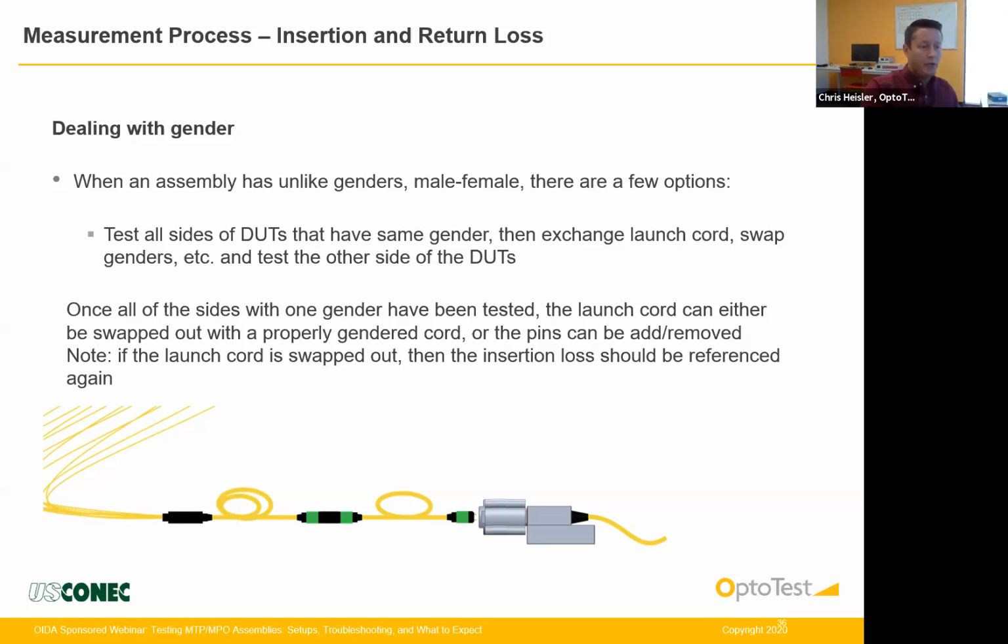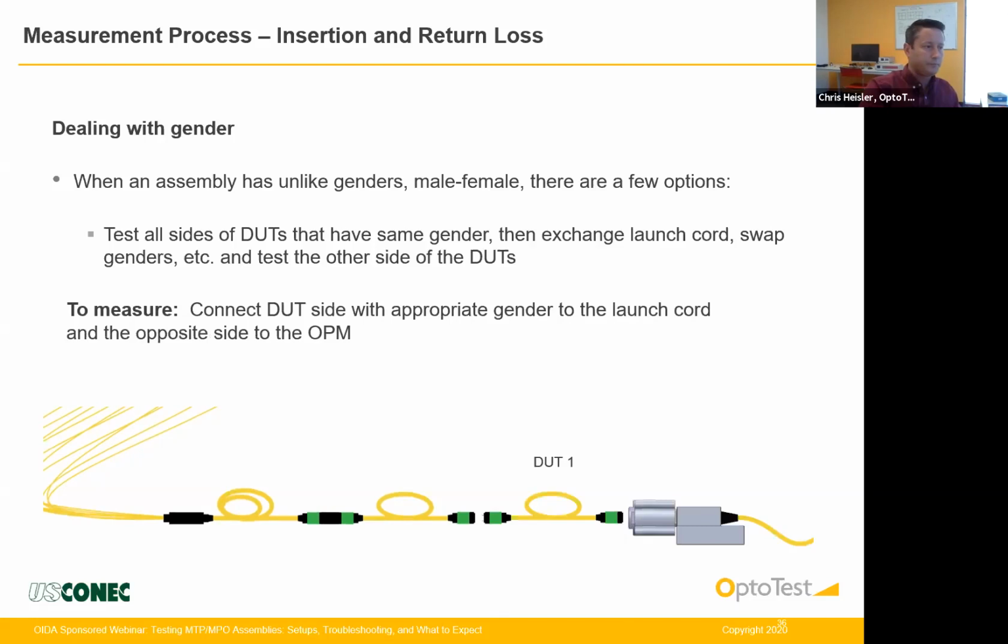All right, so in this case, we have a male launch cord, and so we need to exchange it for a female launch cord. So now we have a female launch cord, and that could either have been done by physically removing the launch cord and adding a new one that has a female connector on it, or if you have the luxury of a gender swappable connector, you can just remove the pins. And if you just remove the pins, there's no need to re-reference insertion loss.